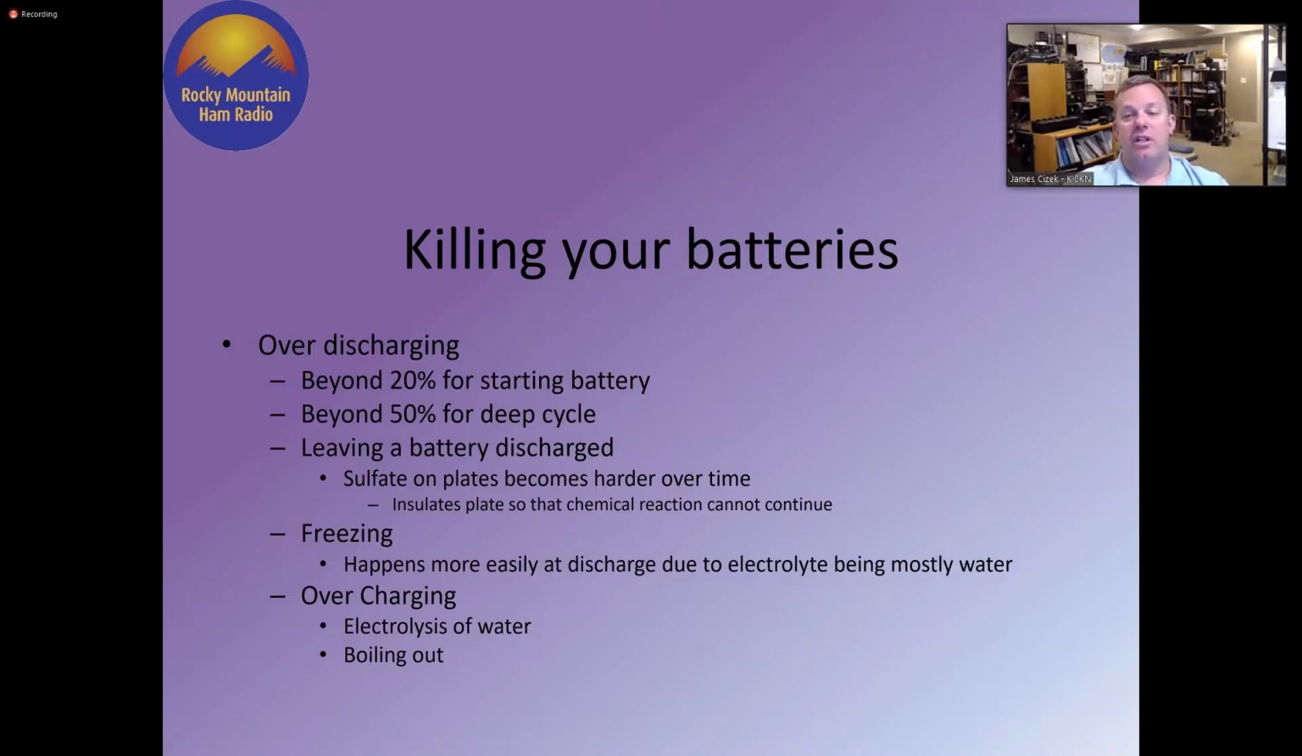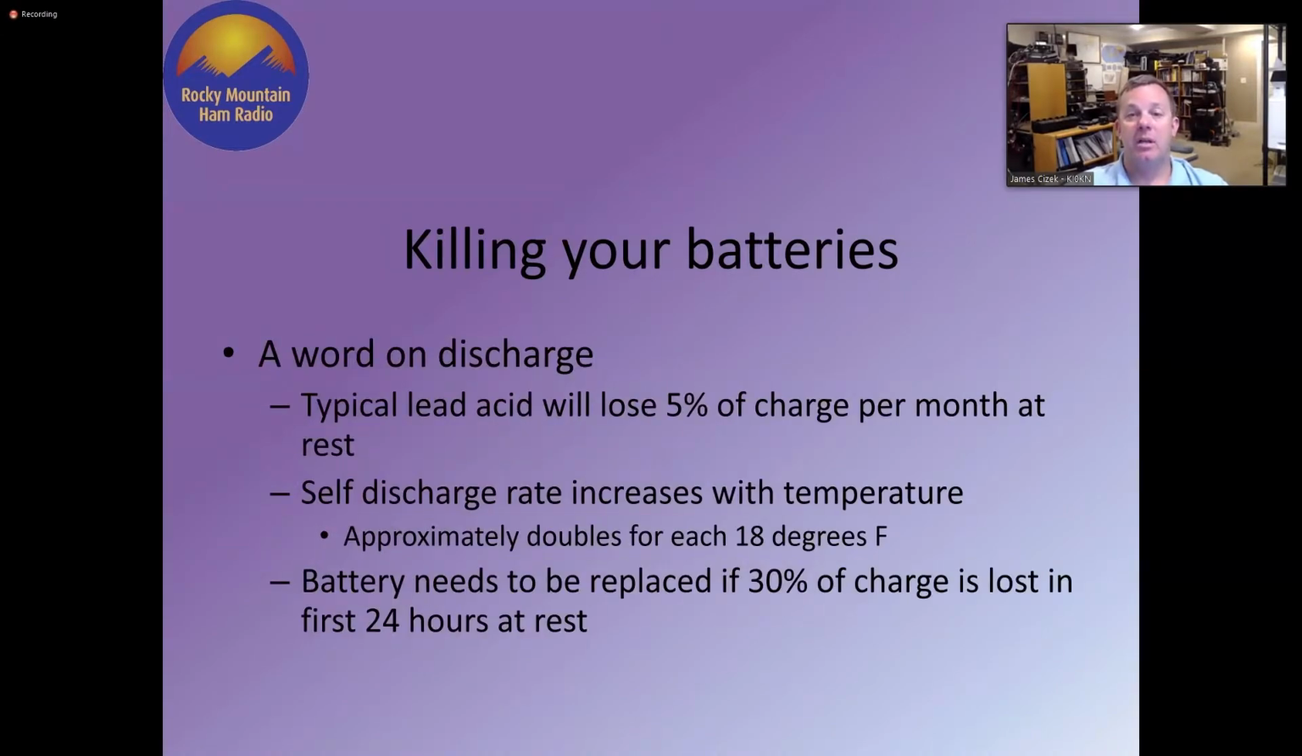So freezing is another one. If the battery is low, it's more water than it is acid, and it can freeze easier. So keep it charged up. And then, of course, overcharging: you can boil the battery and it will boil the water out, leaving nothing but acid, and that's pretty bad for your battery.